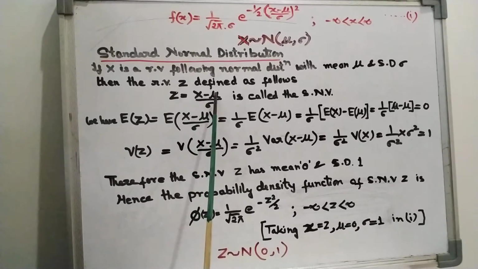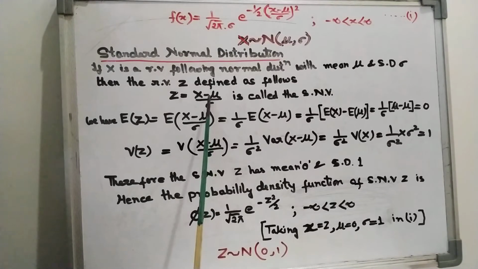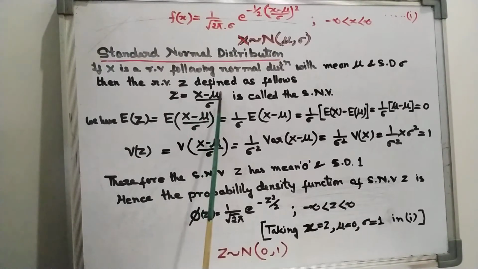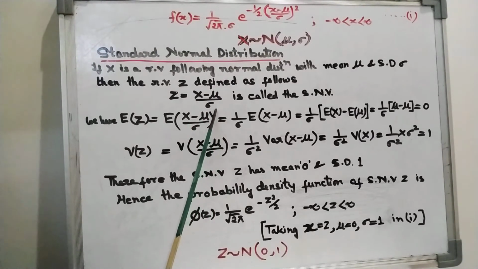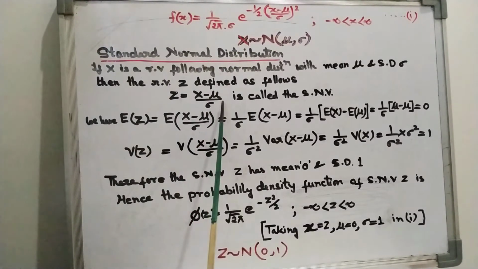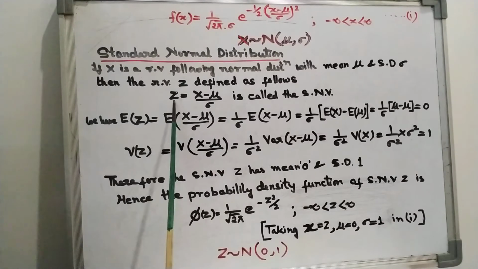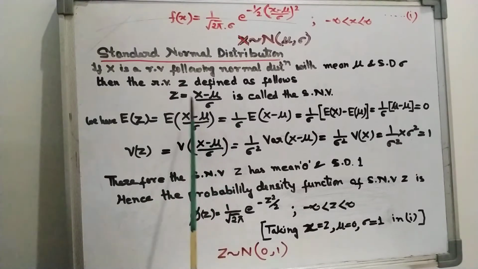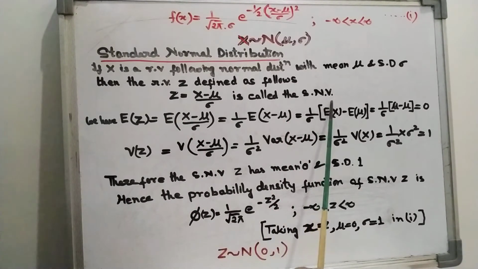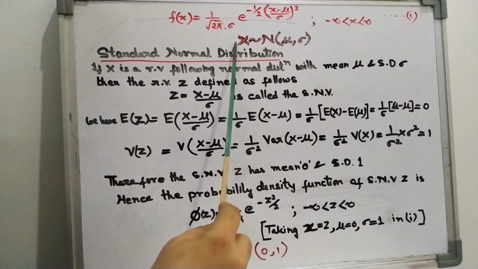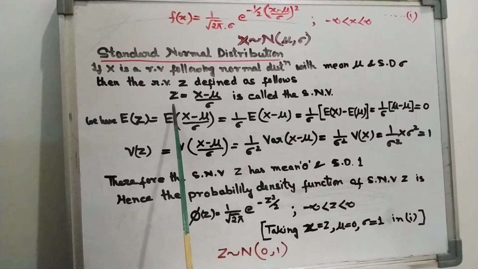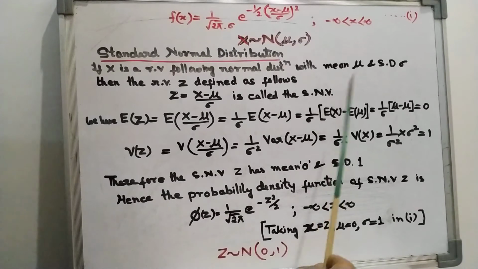So we are changing the origin and scale here. Minus mu means we are changing the origin, and divided by sigma means we are changing the scale. After changing origin and scale, the new variable z is called the standard normal variate. So x is just a general normal variate, but z is a standard normal variate.